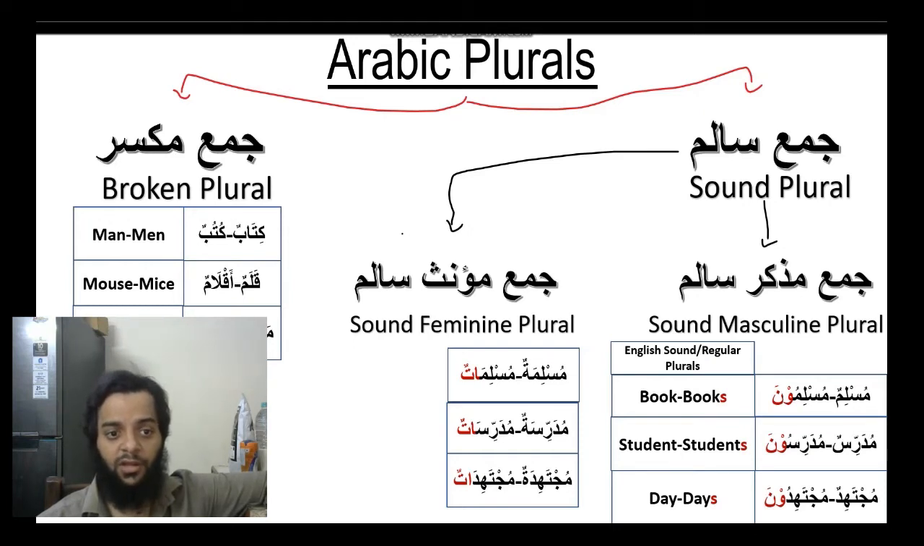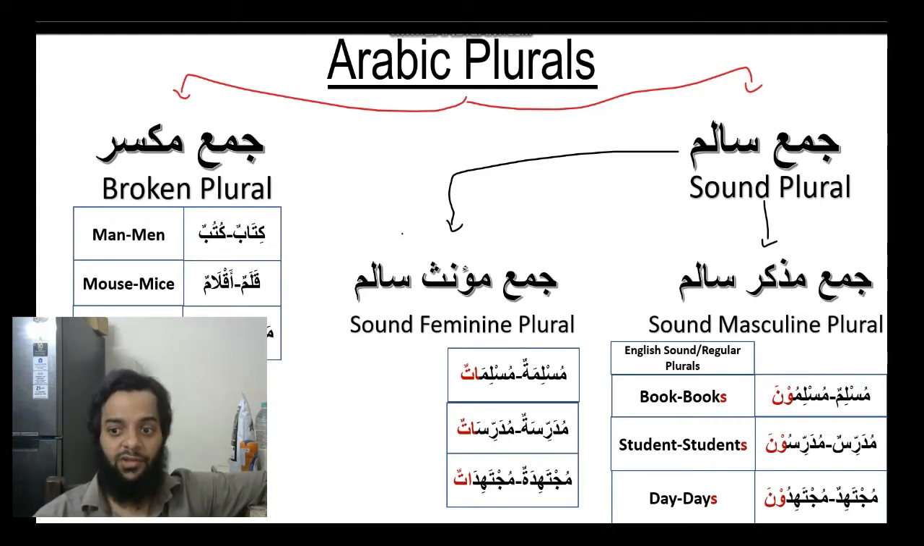Its plural is aqlamun. Okay, so the whole pattern has been changed. You have basically added this hamza, then you added sukun to this qaf, then you have this lam, alif, mim. And also in English the plural of mouse is mice, and the plural of wife is wives. Okay, so making sound plural is extremely easy.